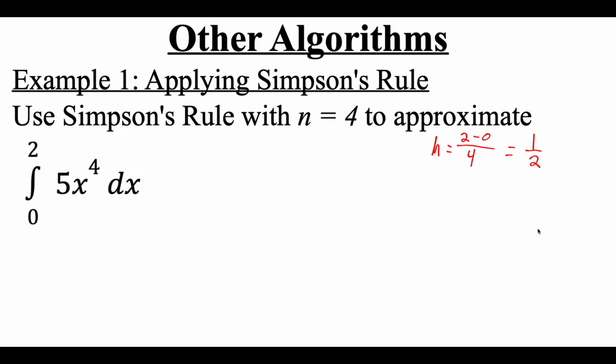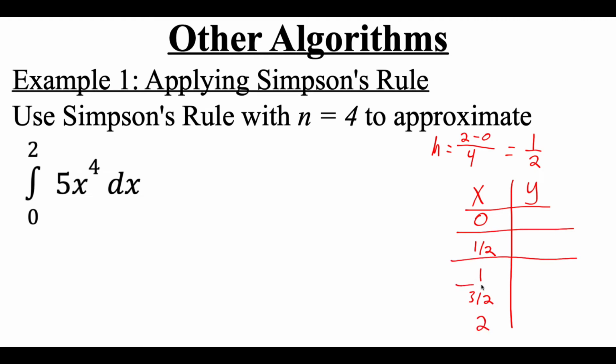The next thing we need to do is come up with our y values. So I'm going to make a quick x and y table. We're starting at 0, and we're making half steps until we get to 2. If I add a half to 0, then I'll get a half. If I go another half step, I'll get 1. Another half step is going to be 3 halves, and then another half step will be 2.